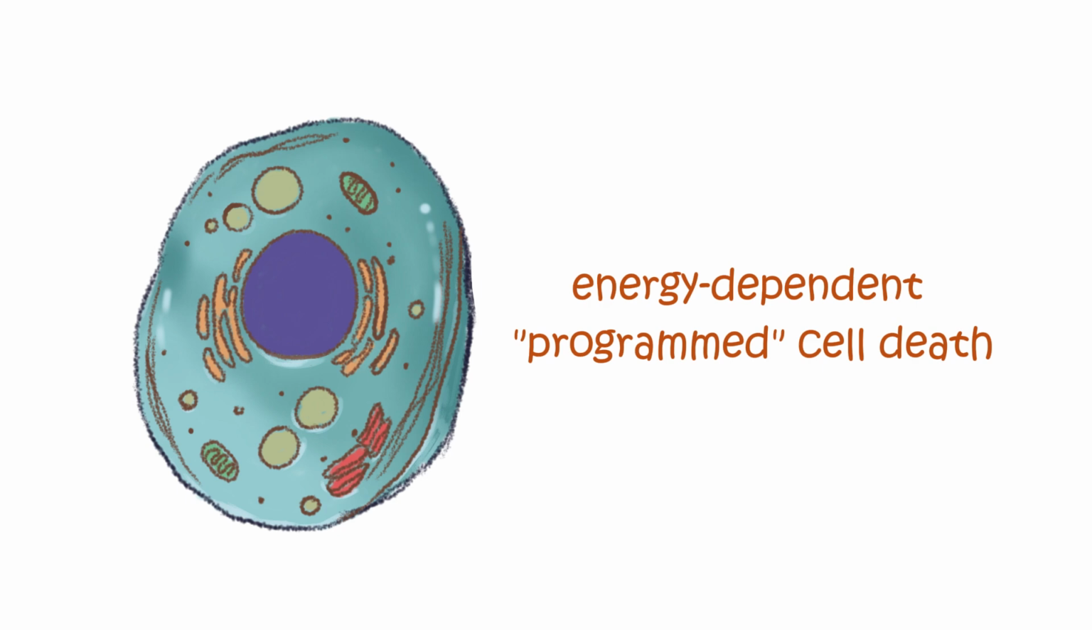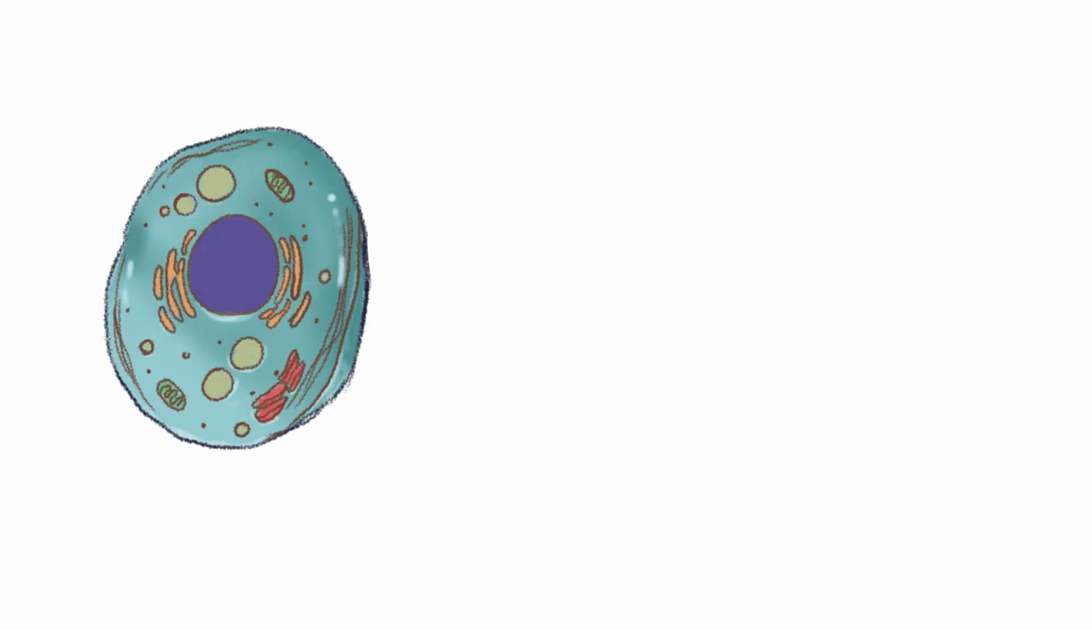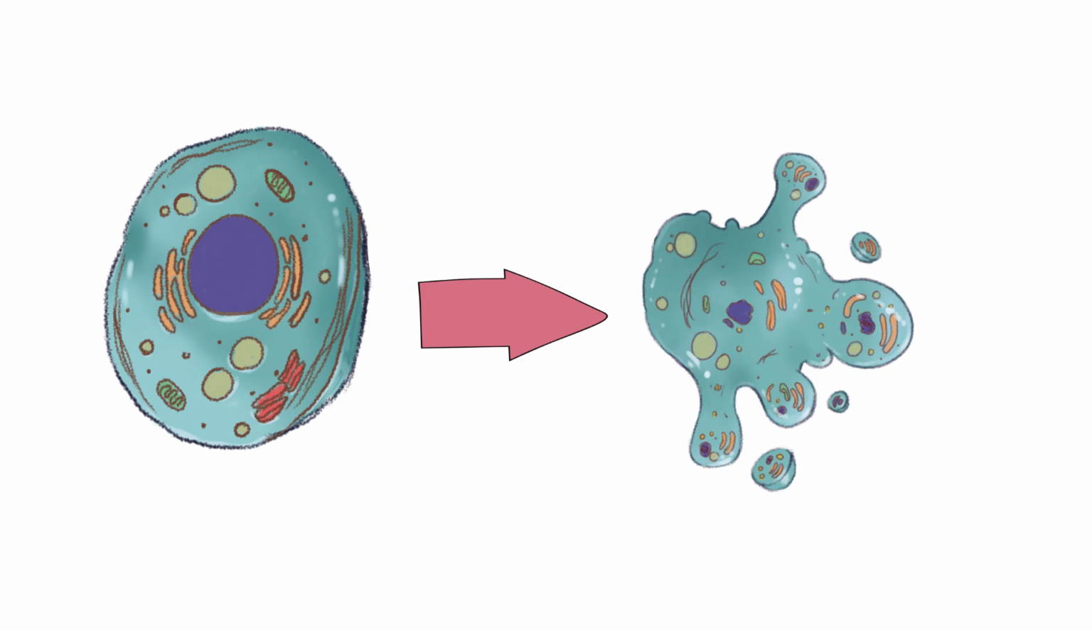So what does programmed mean in this sense? The cell actually knows that for the greater good of the body, it needs to unalive itself. And it's a pretty neat and clean process requiring energy in the form of ATP. So how does a cell turn from this to this? There are some key steps involved in the process of apoptosis.